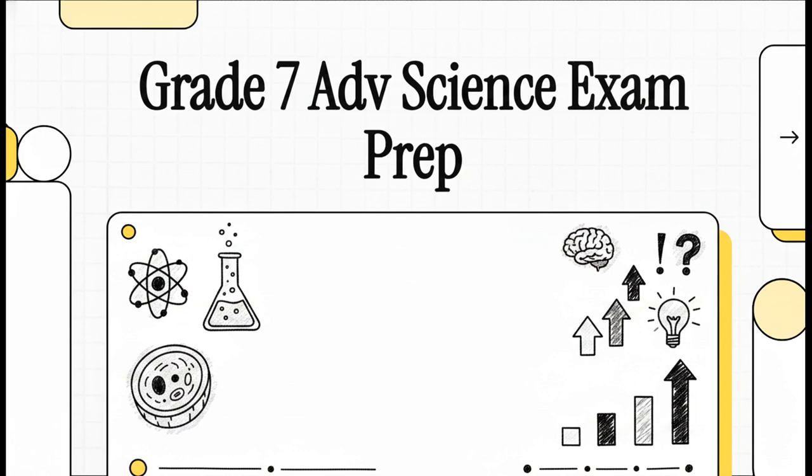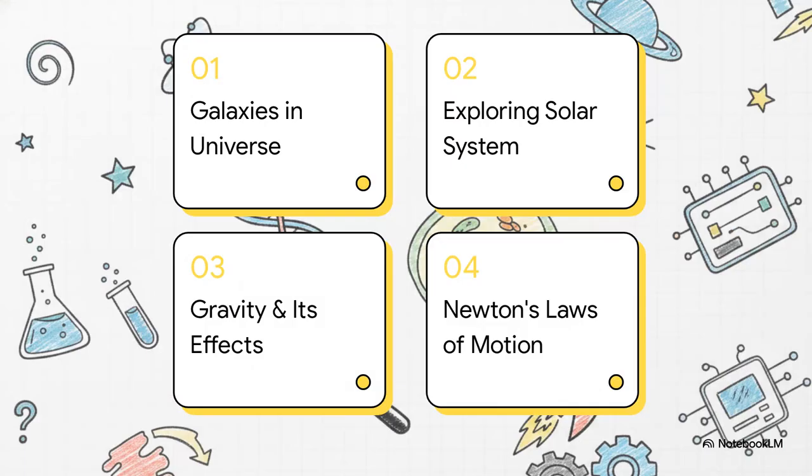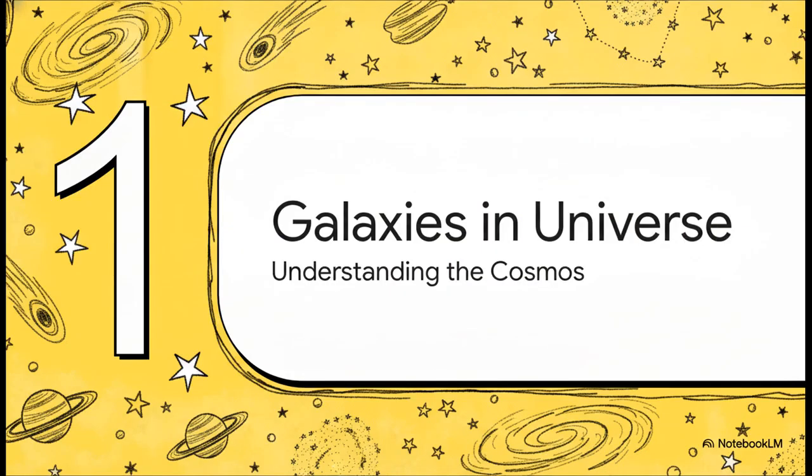We're going to dive right into this whiteboard style explainer to really lock down those core science concepts you need for your Term 3 exams. We're going to clear up any confusion and get you perfectly prepped by walking through exactly what you need to know. So, here's our game plan. We're going to cover galaxies in our universe, exploring the solar system, gravity and its effects, and finally, Newton's laws of motion. All right, let's jump straight into part one, galaxies in our universe.